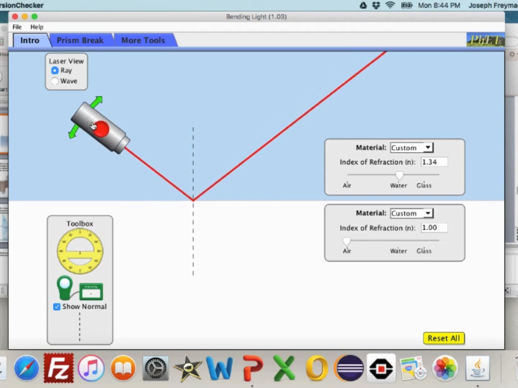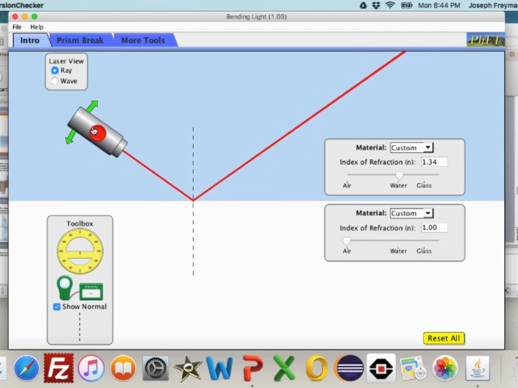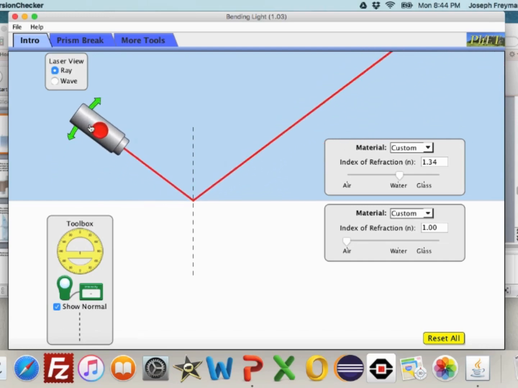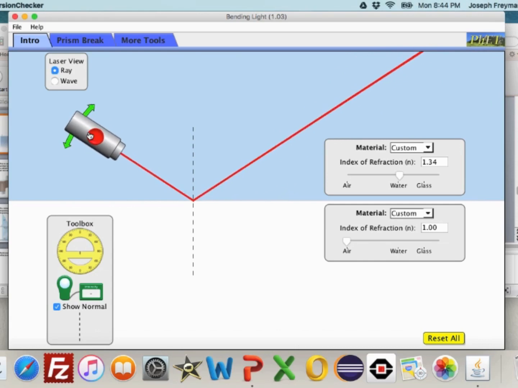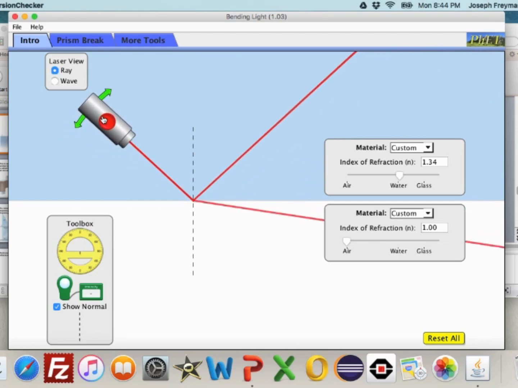Notice that once I go past the critical angle, the light just stays completely in the medium. This is called total internal reflection. Total internal reflection.